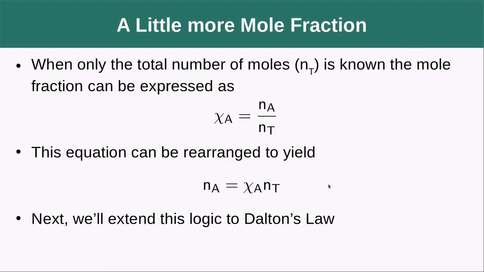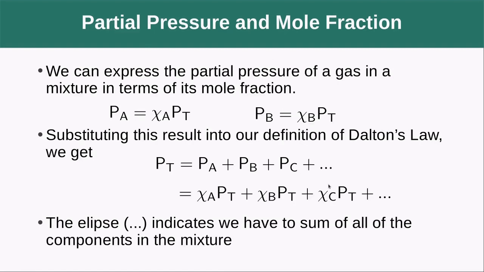So let's extend this logic to Dalton's law now. We can express the partial pressure of a gas in a mixture in terms of its mole fraction. So we can say that the pressure of A is equal to the mole fraction of A times the total pressure in the system. And we could do the same thing for B. If we then have Dalton's law and we make these substitutions in, we can see that the total pressure is equal to the mole fraction of A times the total pressure plus the mole fraction of B times the total pressure, and so on and so forth.